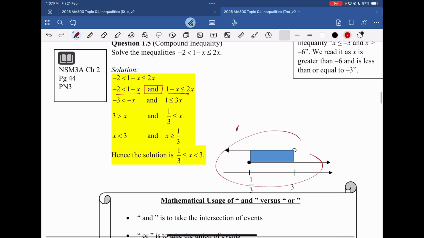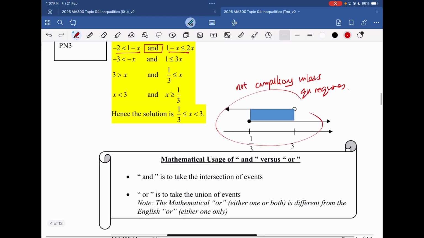This is not compulsory, unless the question requires. So what does it mean by n? N is to take the intersection of events.